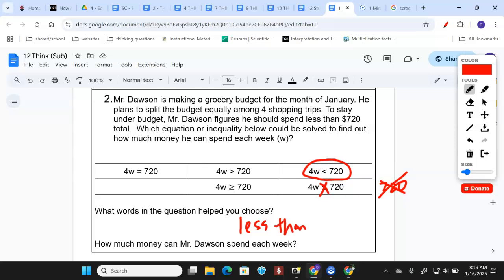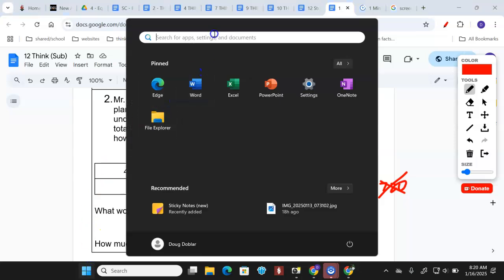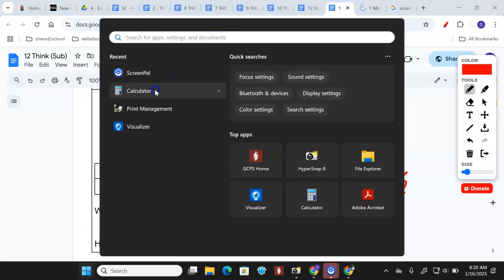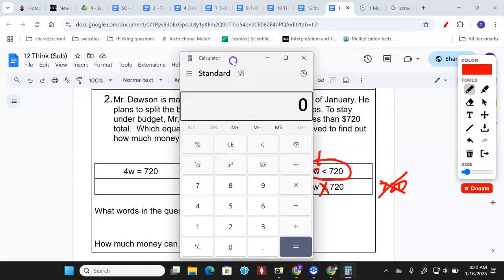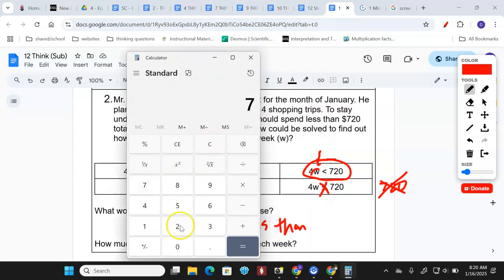And last thing is, what's the solution? How much money can he spend each week? So what are the possible amounts? 4 times the amount he's going to spend each week, 720. So multiplication's in the question, so I'm going to use division to solve it. Let me pull up my calculator. 720 divided by 4. If it was an equation, he would be able to spend 180 each week.